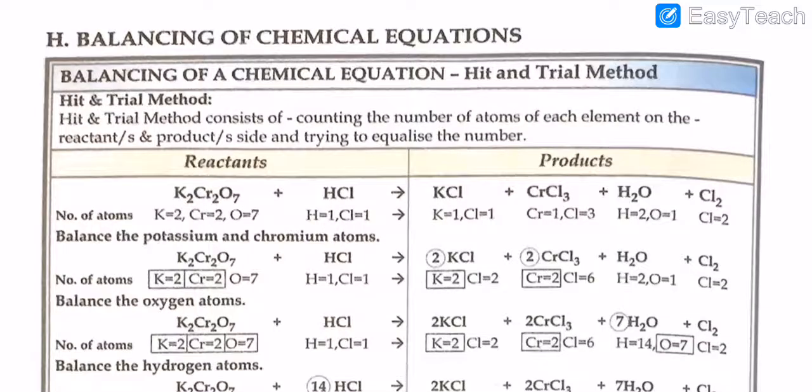Okay, moving on to the balancing of chemical equations. Okay, hit and trial method, very easy. I don't think I need to go through that, because the hit and trial method basically just consists of counting the number of atoms. You don't even need to mark this because we've been doing this from a very, very young age.